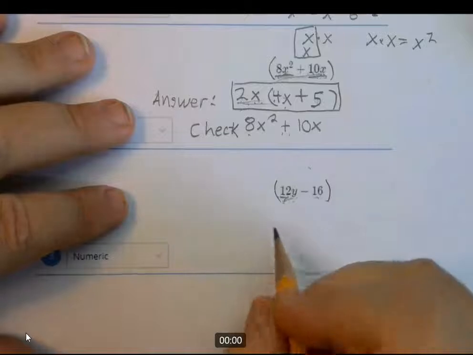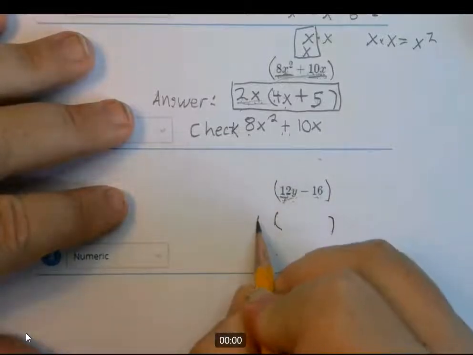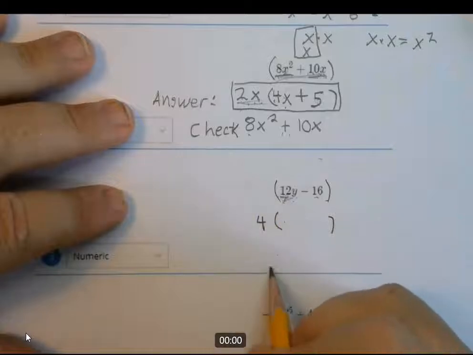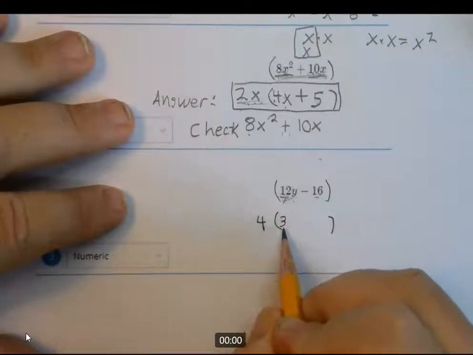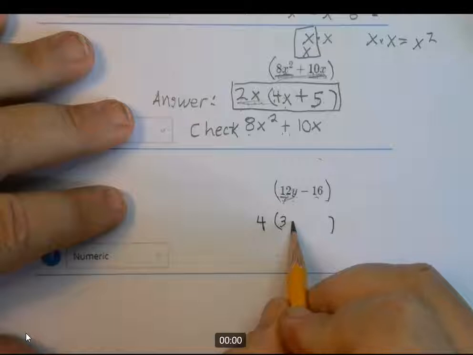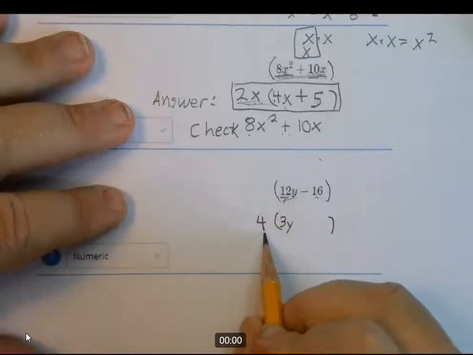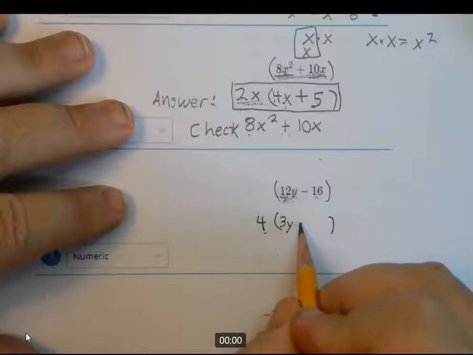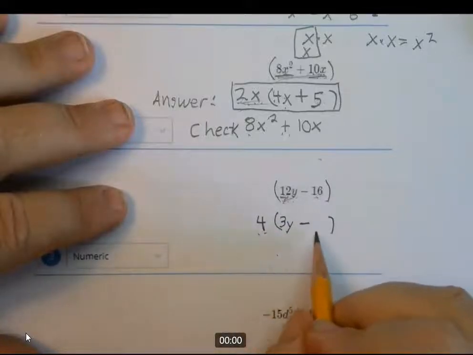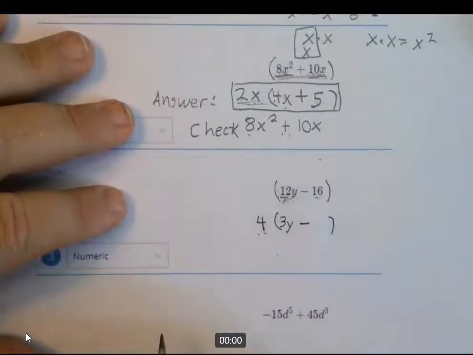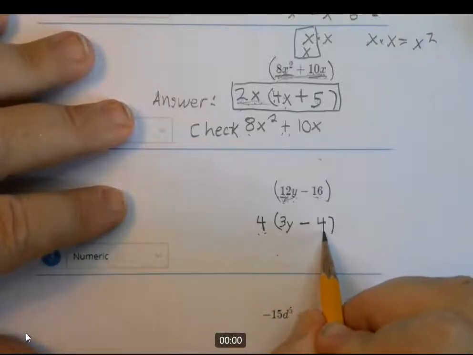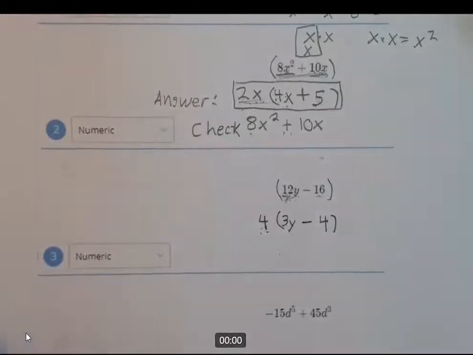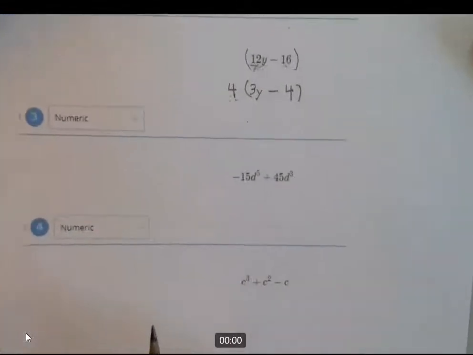So what we are going to do is pull that 4 out, put our parentheses here. So 4 times what gives us 12? That would be 3. And then we have to have the y land there, so we put that inside as well. So 4 times 3y equals 12y. And now over here it's a minus sign, so I'm going to write that. 4 times negative what gives you negative 16? That would be 4. And again, you can check your work by multiplying this back through and seeing if you get that. Okay? All right, let's go to this one.